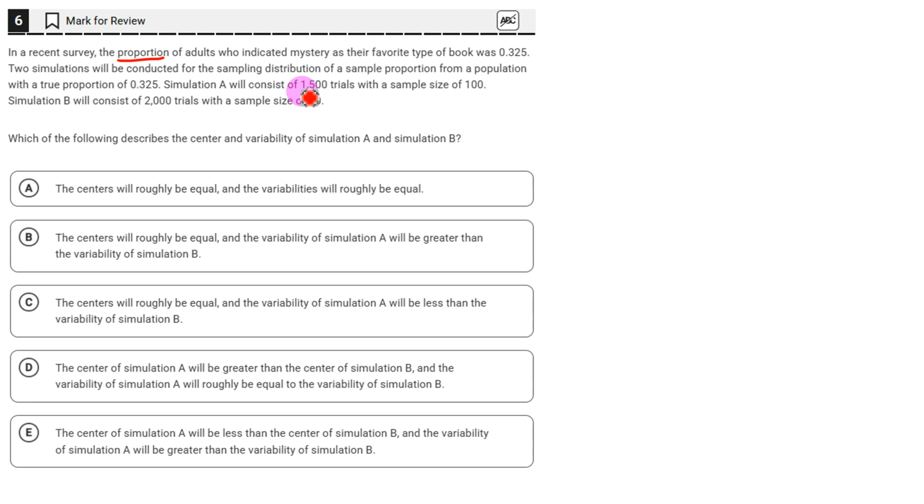Okay, the number of trials shouldn't matter. As long as they're both pretty high, well, it really shouldn't matter. We're going to get the same center. The same center is going to be 0.325.